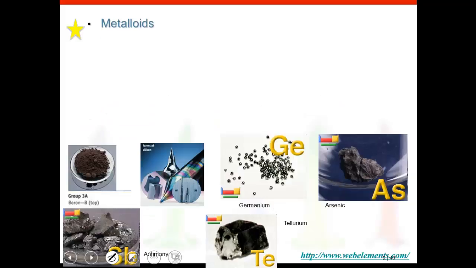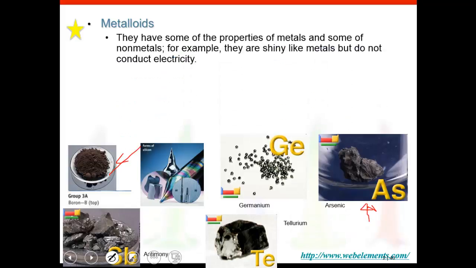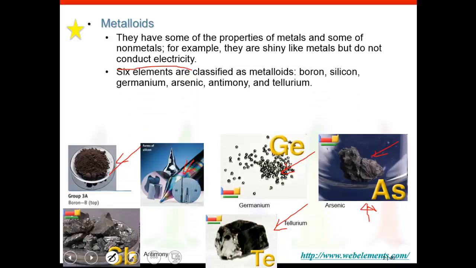Now, the metalloids are smack dab in the middle, things like arsenic or boron. And these, they look like metals. So you'll see here, this does look like a metal. They're kind of shiny, a little bit, maybe a little dull, but they're gray and they do look like metals. But they don't conduct electricity. Okay, and so they typically are going to have some chemical properties of nonmetals and some physical properties of metals. Like they look like a metal, but they don't react like a metal.